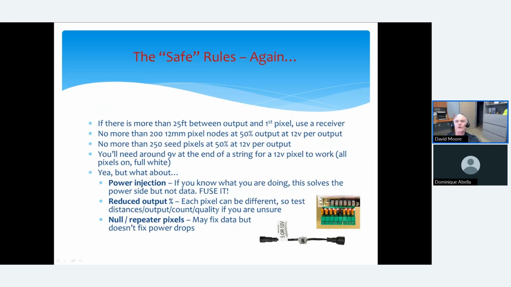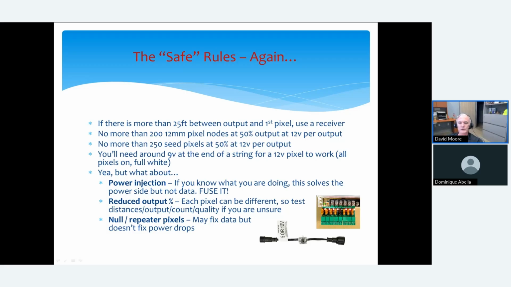Okay, so I keep harping on these rules again, over and over and over again. 25 feet between the first pixel and the controller or receiver. If you need longer distances, use a receiver. We're going to talk about the other exceptions down here. If you want a very, very generic explanation on how many pixels can I connect to my controller or receiver, no more than 212 millimeter pixels at 50% output. 50% output, as we've talked about before, is pretty normal at 12 volts. It's not uncommon for people to run them at 20. Heck, I've seen people run them at 30. I'm sorry, common to run them at 30, but even people running them at 20% output.